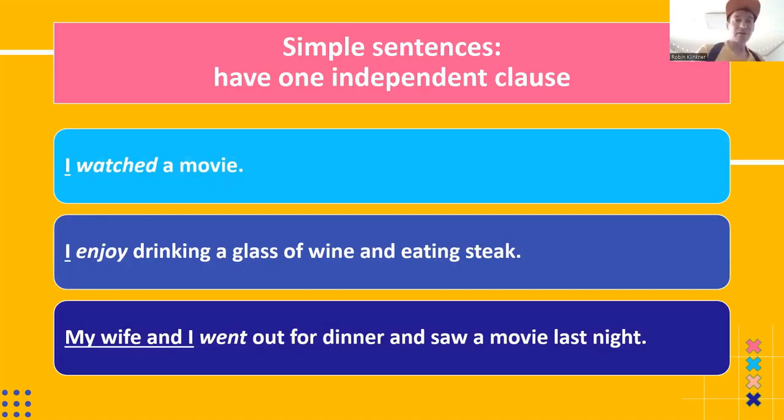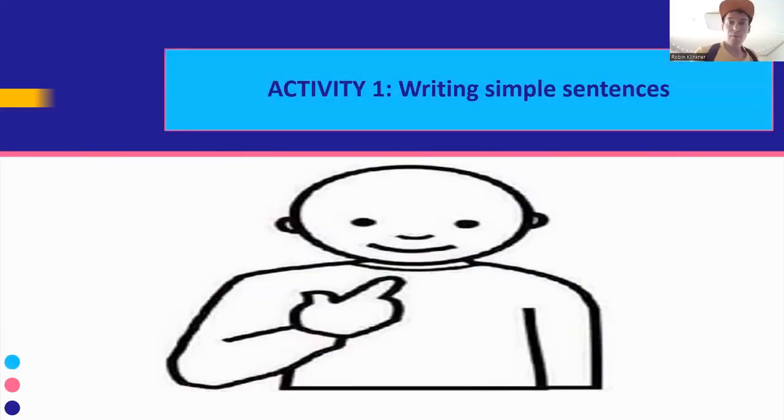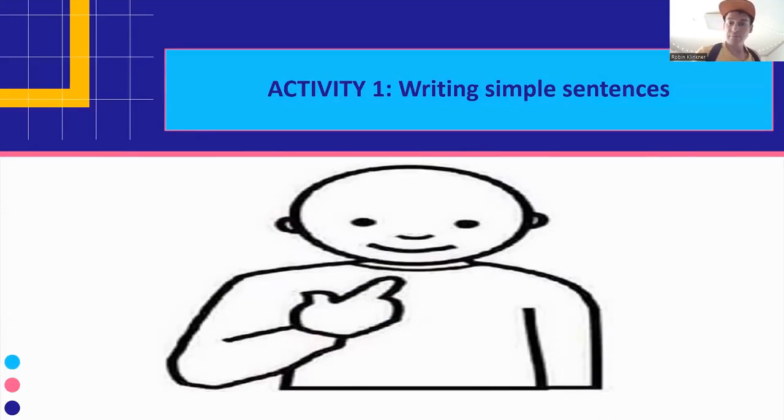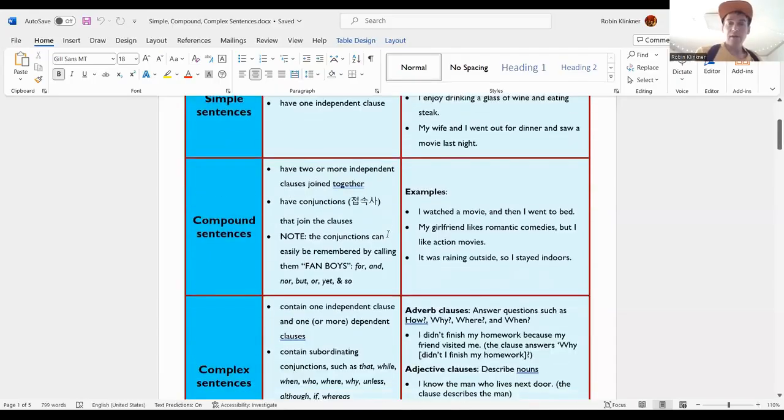All right, so simple sentences are actually simple. Just one independent clause. Just one complete thought. That's all. So if we go back to this handout, as you can see, simple sentences have one independent clause.